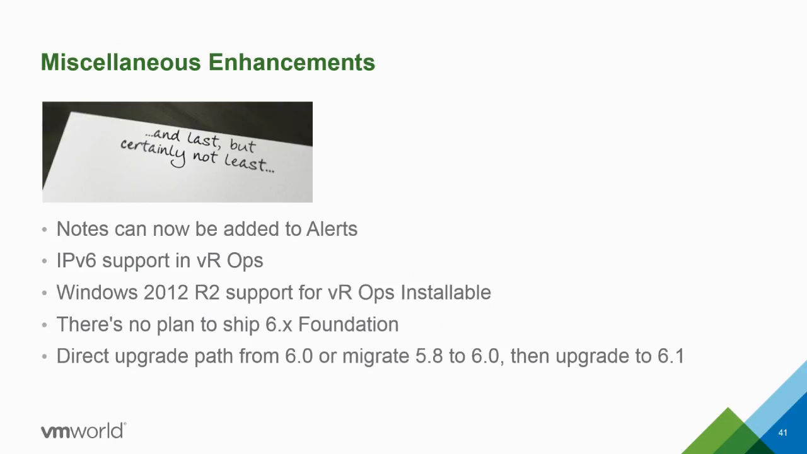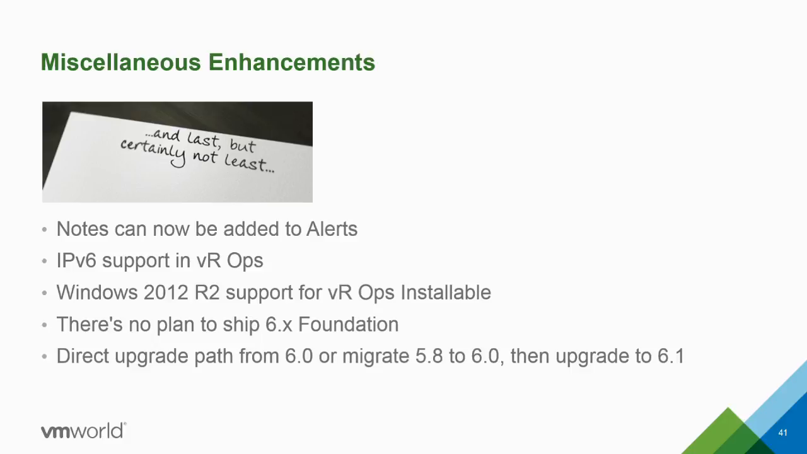Okay, so lastly, just some minor additional enhancements in the 6.1 release. Alerts. A lot of customers said, okay, we love these alerts, but we want to be able to add notes because we want to put in a ticket number, right? That's unique to us, or we want to put in some notes on how we resolved this issue. So now we can go in and add notes into the alerts. We added IPv6 support. We also support Windows 2012 R2 now.